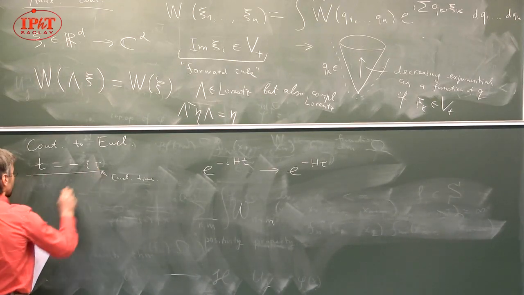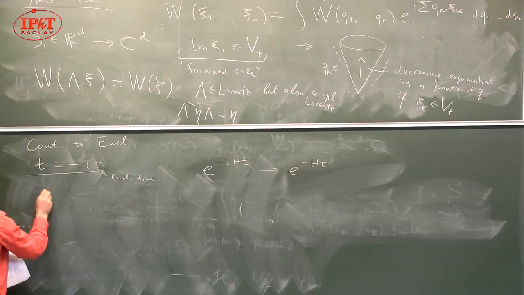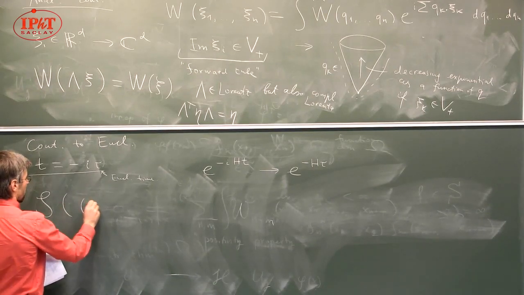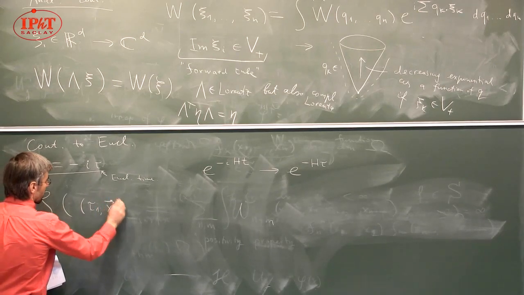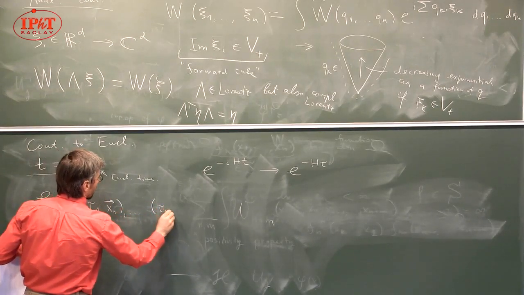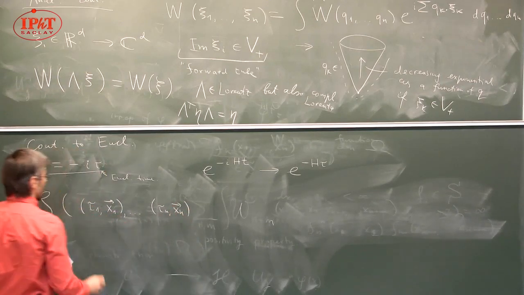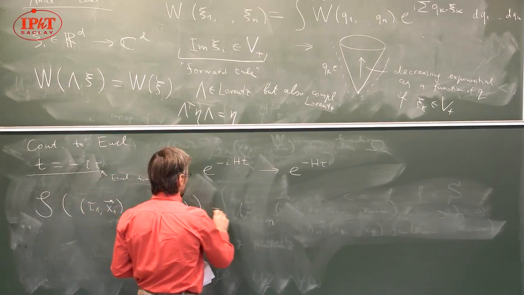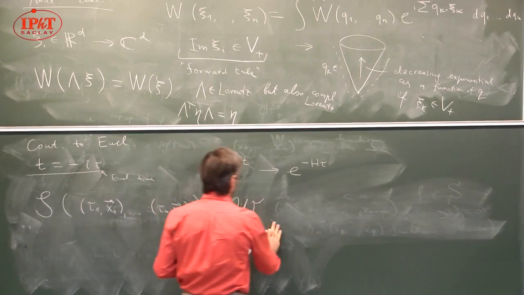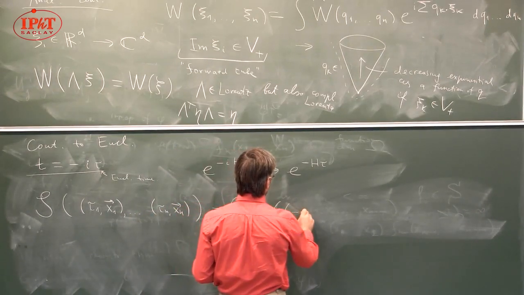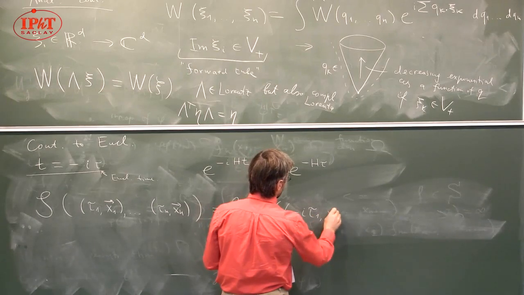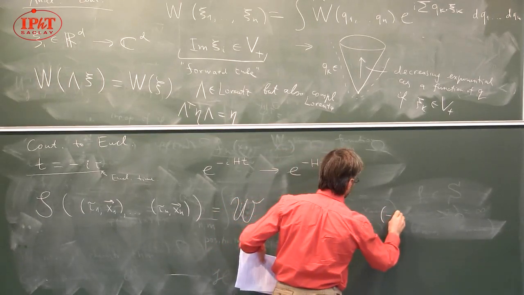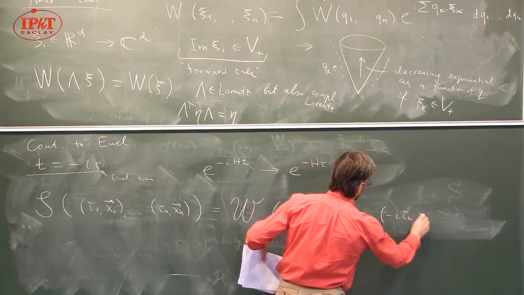So given this, we define Euclidean correlation functions, which are called Schwinger functions, defined at the positions tau 1, x1, through tau n, xn, which are now Euclidean sets of coordinates. They are defined as Wightman functions W at the positions minus i tau 1, x1, through minus i tau n, xn.